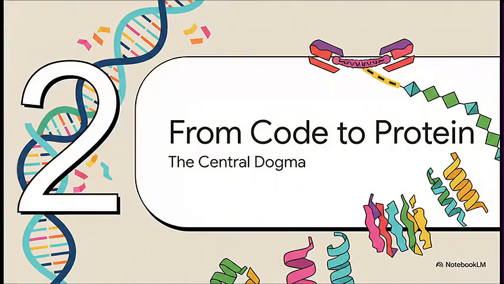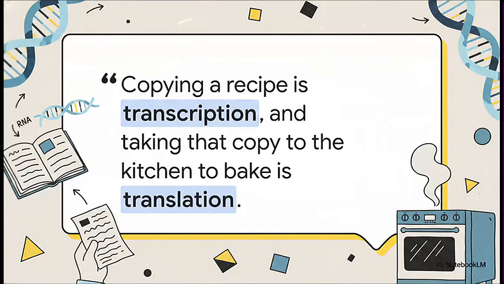Okay, so we've got the blueprint. Now what? How does the cell actually read that code to build all the proteins that do all the work? Well, that brings us to what's called the central dogma. This whole flow of information is known as the central dogma of biology. And honestly, this analogy just makes it super easy to remember. It's a simple two-step process.